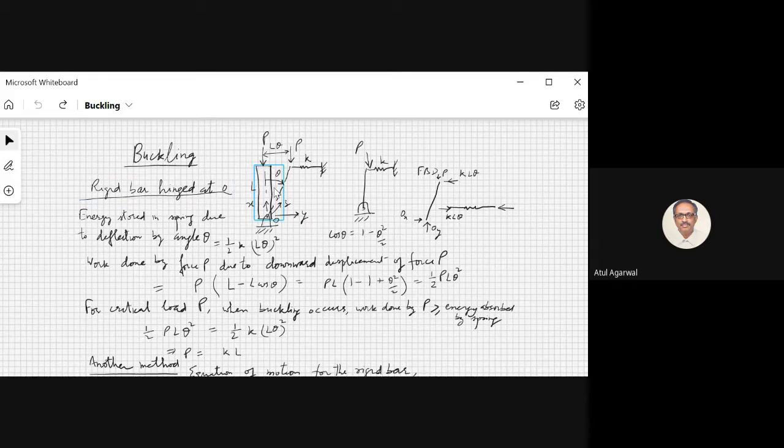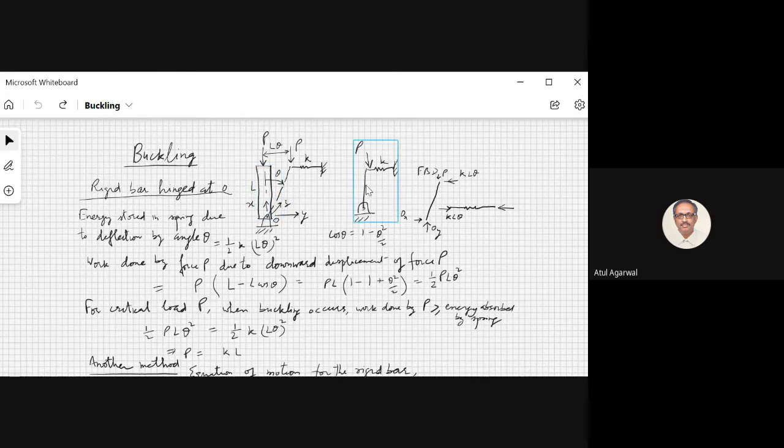So we assume a rigid bar. It is hinged here, and we are applying a compressive load here, and there is a spring attached. As we apply the load, the bar can swing either way. The way it has been assumed is that it is turning clockwise. So there will be some energy stored in the spring where it turns like this.